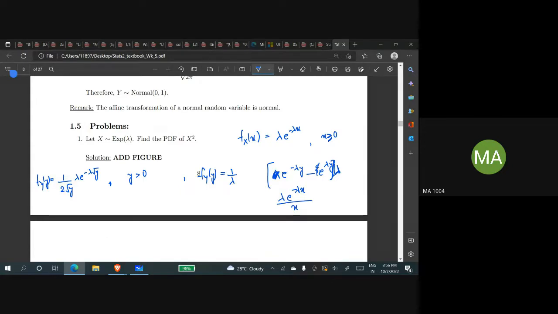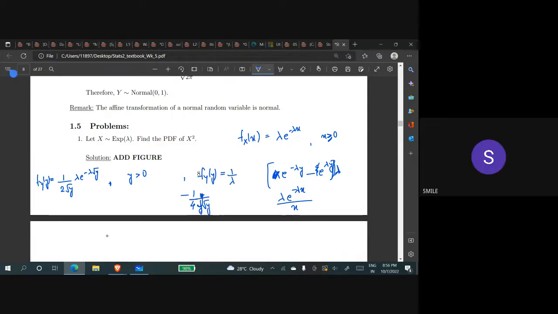Okay. Anybody else? Yes, ma'am, please go on. Minus 1 by 4, y root y, meaning y root y in the denominator. Okay, in the denominator we have y root y.